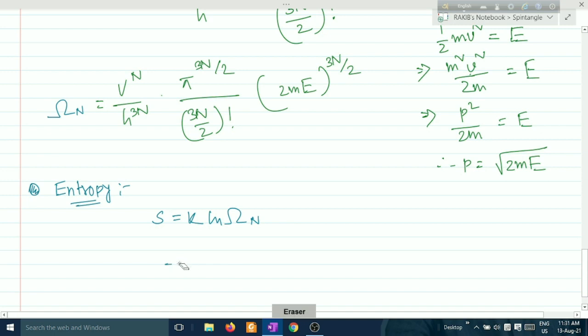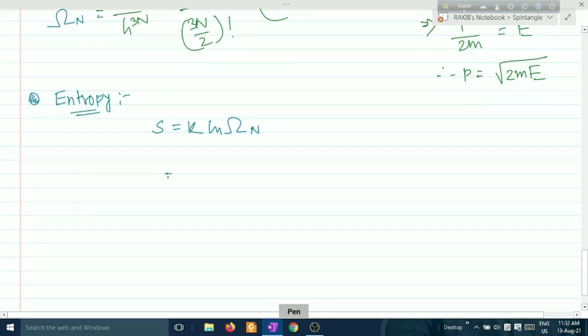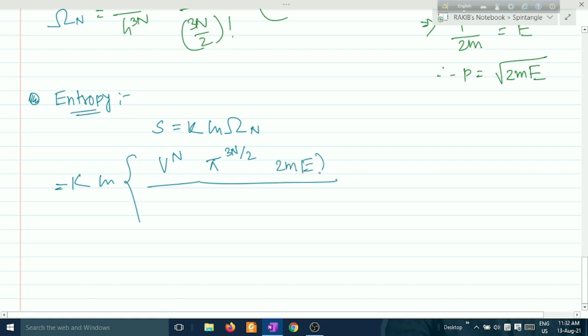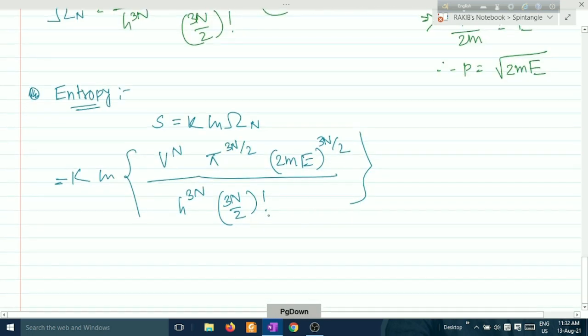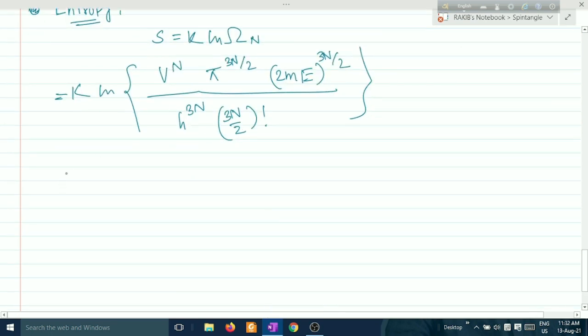Here it will be, say, k ln omega n. The value of omega n is what? V to the power n, pi to the power 3n by 2, 2me to the power 3n by 2, and h to the power 3n, divided by 3n by 2 factorial. Put this from the above formula. This is all. Now we have only some easy mathematical calculations.